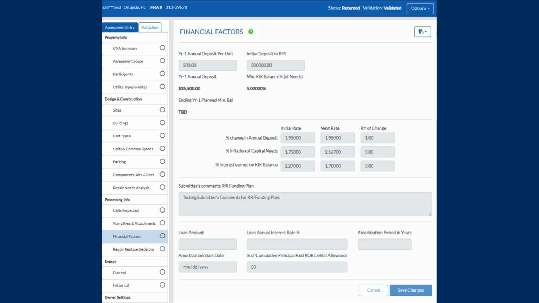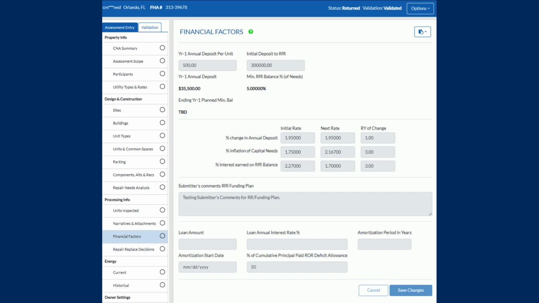After reviewing the screens completed by the preparer, you will complete the Financial Factors screen, which is where you specify the parameters used to structure a plan for funding recommended future repairs and replacements. This is important for several reasons. Underestimating the amount by which costs will increase over time will leave the property with insufficient funds in its RFR account to make capital replacements over time. Overestimating inflation can negatively impact the financial viability of the project.